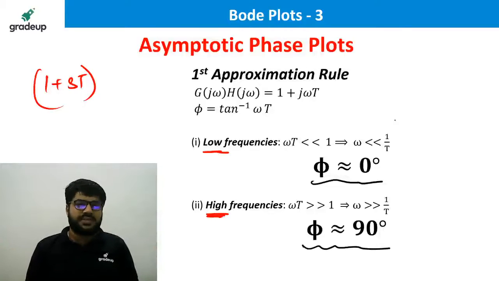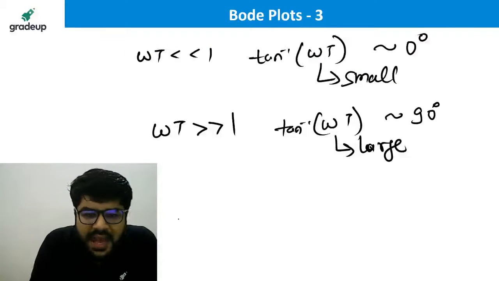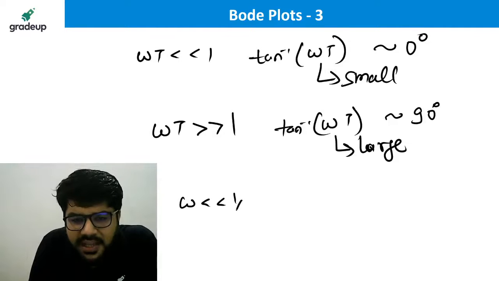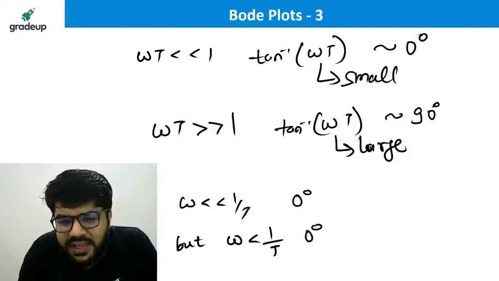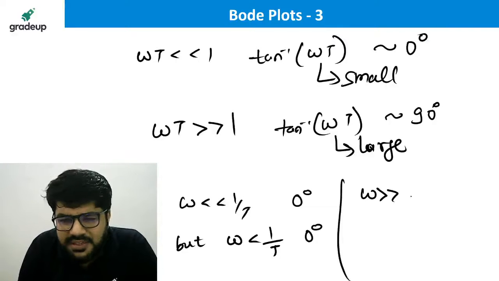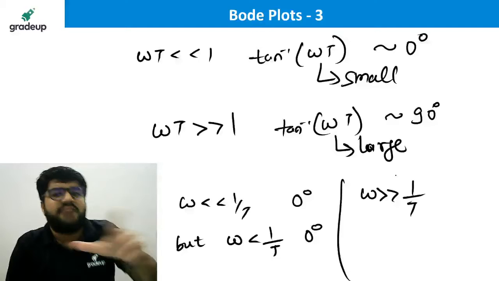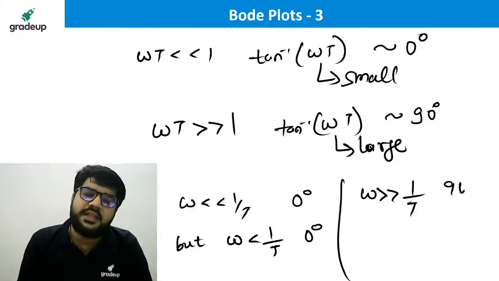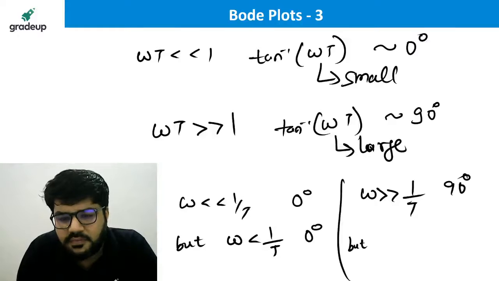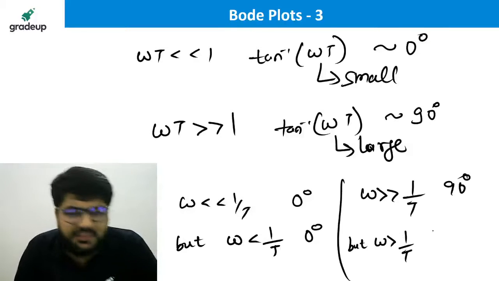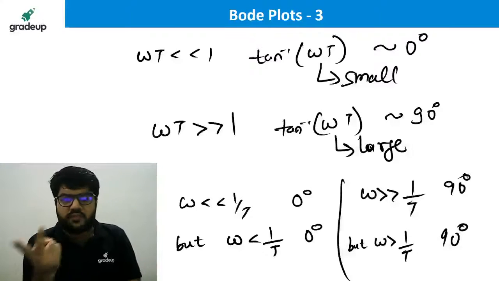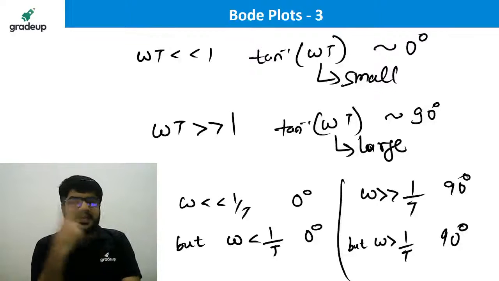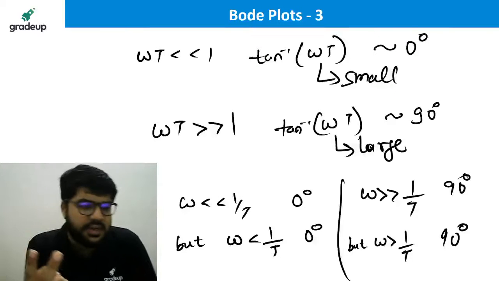What approximation is to be applied? If omega is less than 1 by T, even if it is slightly less than 1 by T, we will take the phase as 0. Similarly, if omega is greater than 1 by T, even if slightly greater, we take the phase as 90 degree. So only two values of phase will be taken, the low frequency phase and the high frequency phase, like we had for the magnitude result.